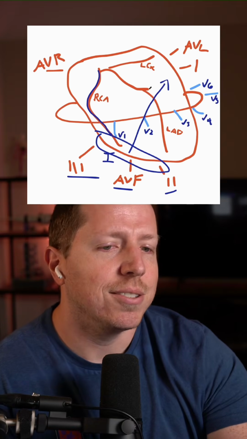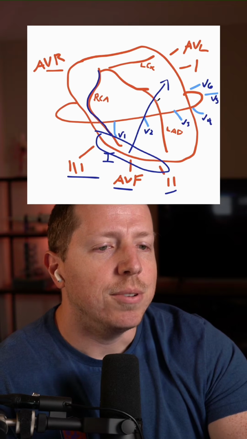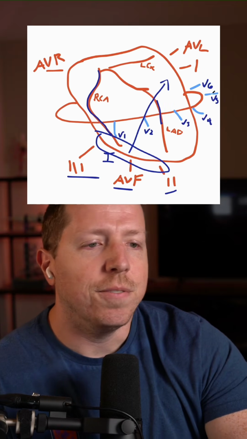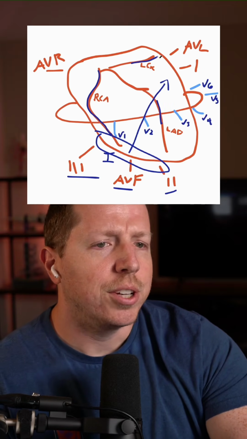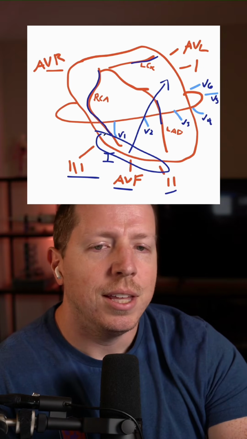So if we were looking at things like ST segment elevation in V1, V2, V3, V4, we could say it was the LAD. If we were looking at AVL, 1, V5, V6, maybe we can look at the left circumflex. But in this case, it's inferior, so it is going to be the RCA.